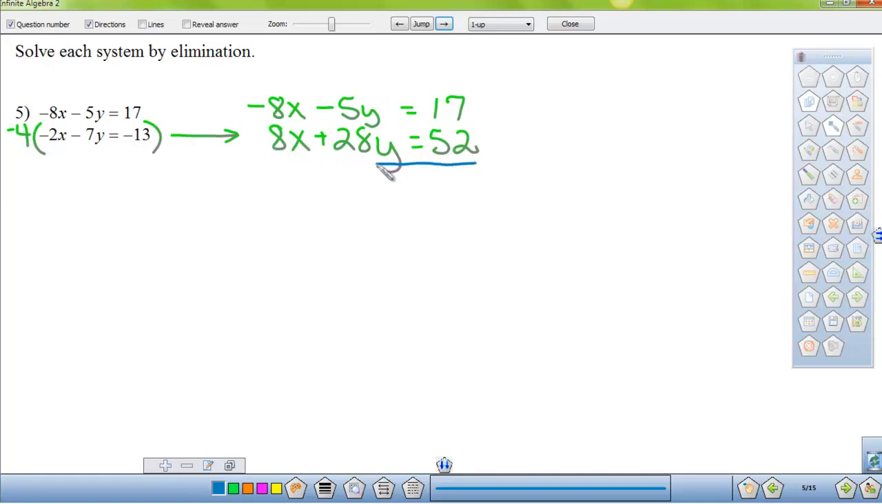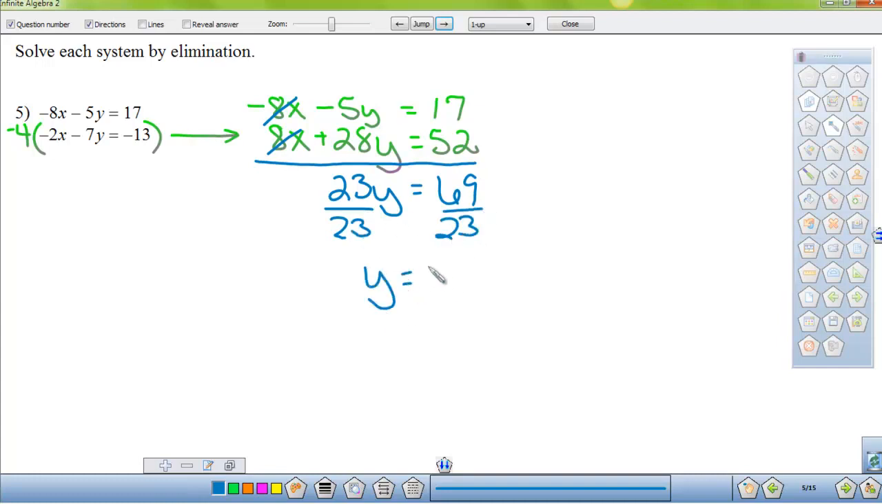Now you can see that the x's are matching opposites, and they will cancel out nicely when you add these two together. And when you add the y's together, you're going to get 23y is equal to 69. I'm going to divide by 23. Divide by 23, and we get y is equal to 3. And I'm not done. That's only half the answer.